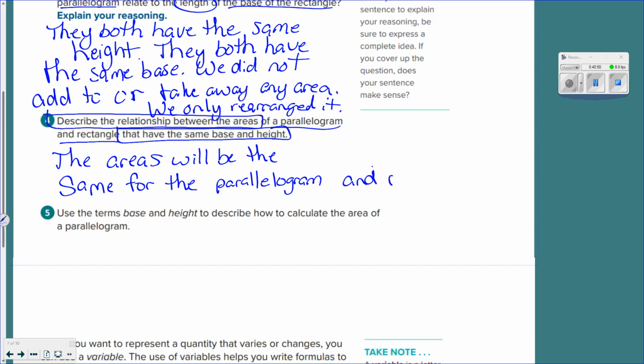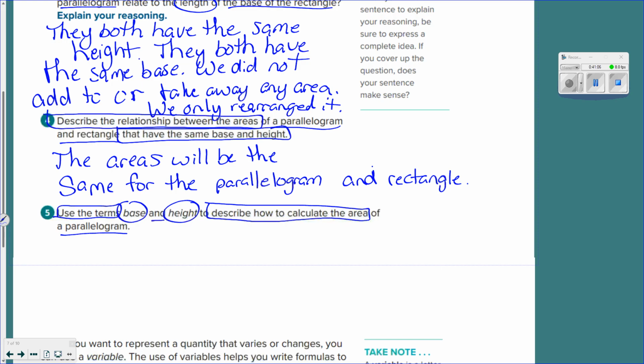All right, number 5. Use the terms base and height to describe how to calculate the area of a parallelogram. So what is our formula for area of a parallelogram? We did that on our doodle notes today. Base times height. And that equals what? Area with units squared.